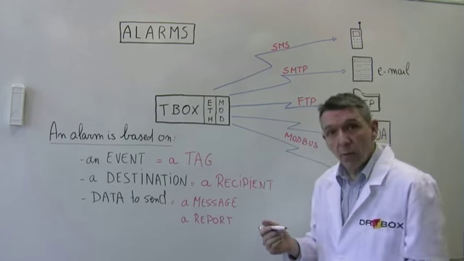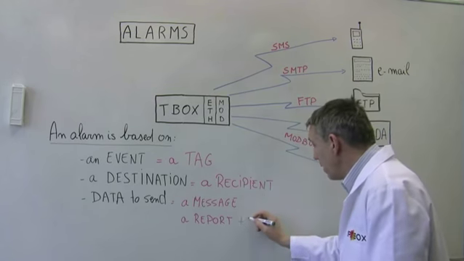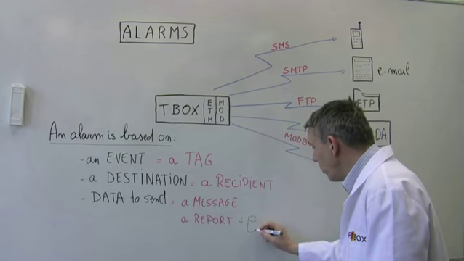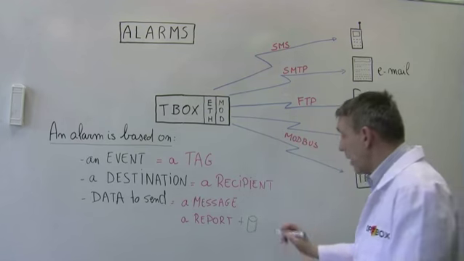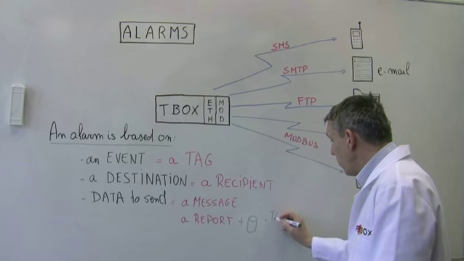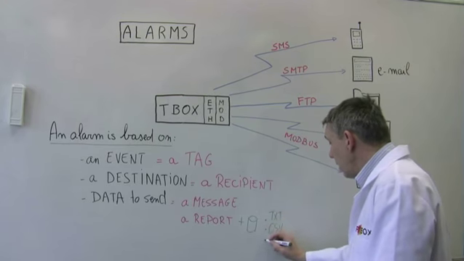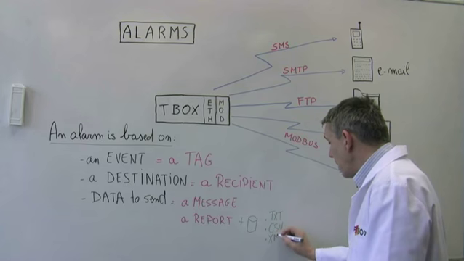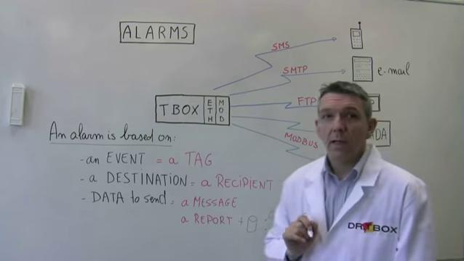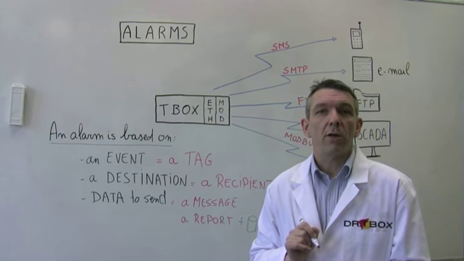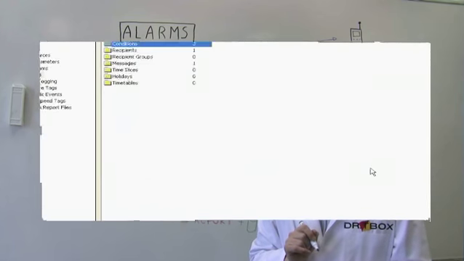In the case of a report, we can add the T-box data logging to the report, and the report can be sent in text format, can be sent in CSV format, and finally can be sent in XML format. Let's see now how we configure an alarm in T-box.